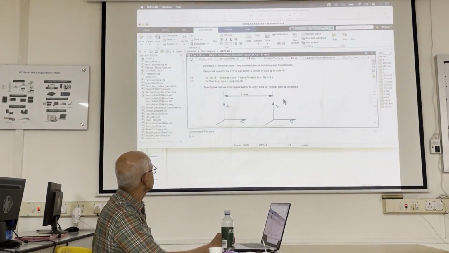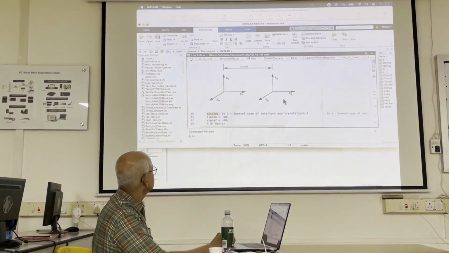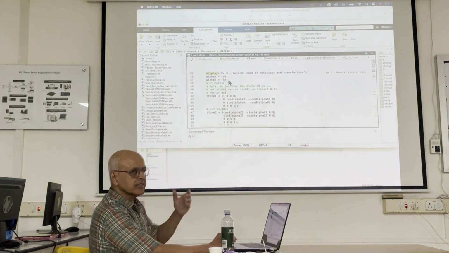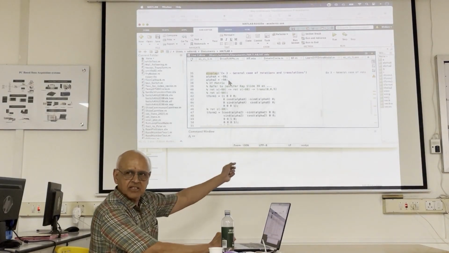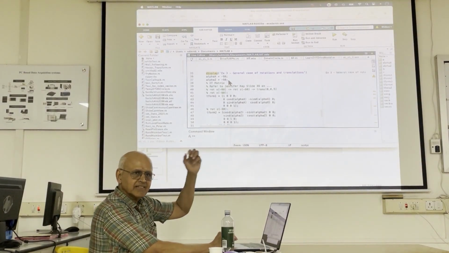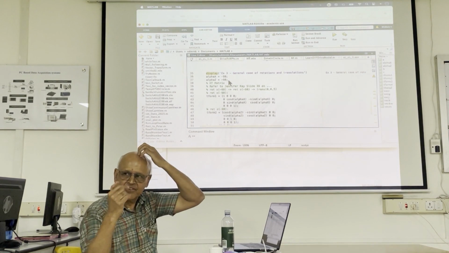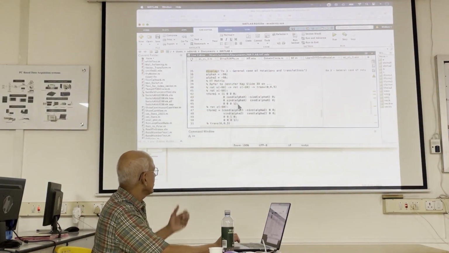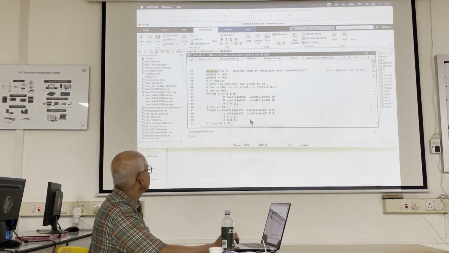Yeah, general case of rotation and translations. Okay. So I'm using the same example, the one that we just now went through, right? That she hand calculated. We're going to do it in MATLAB. So here it is. You can go back and check. I'm not cheating.